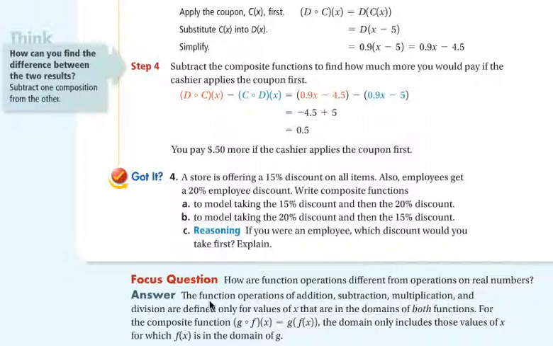And the answer is the function operations of addition, subtraction, multiplication, and division are only defined for values of x that are in the domain of both functions. For the composite function, g of f of x, the domain only includes those values of x for which f of x is in the domain of g.